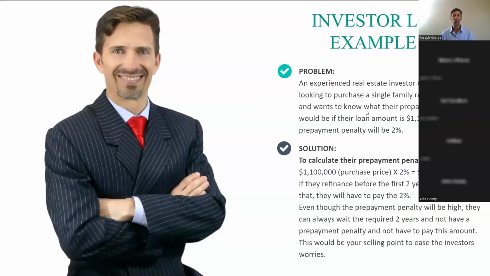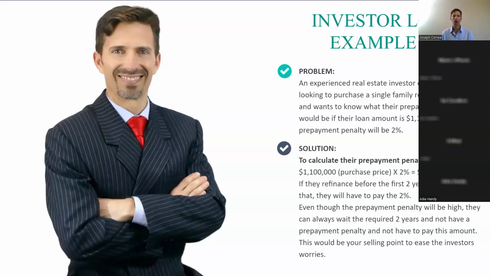So in this case, we have a more experienced investor. And this investor wants to purchase a single-family residence, and they want to know what their prepayment penalty is going to be on a loan amount of $1.1 million, or $1,100,000. And we're going to assume that the prepayment penalty is 2%. So very easy. We're going to take the $1,100,000 and multiply it by 2%, and we get $22,000.